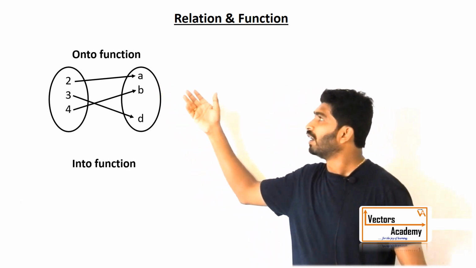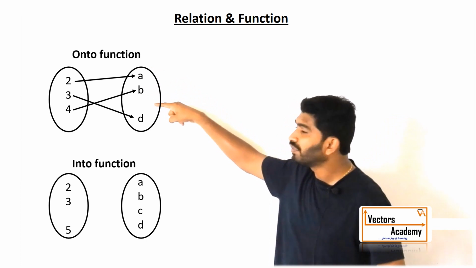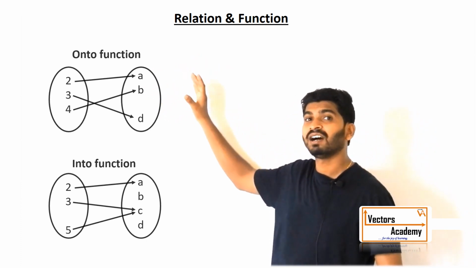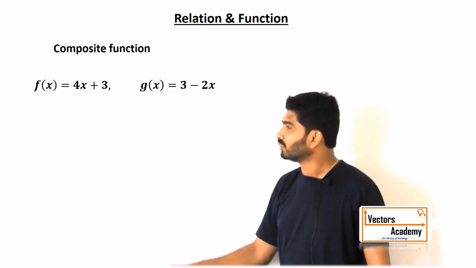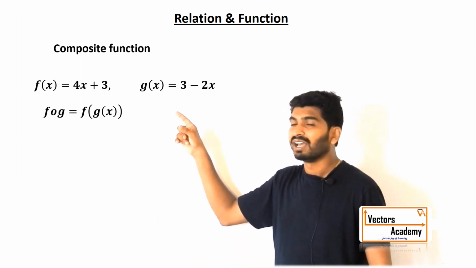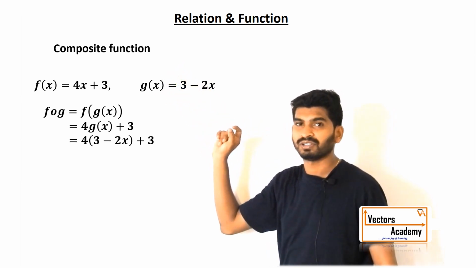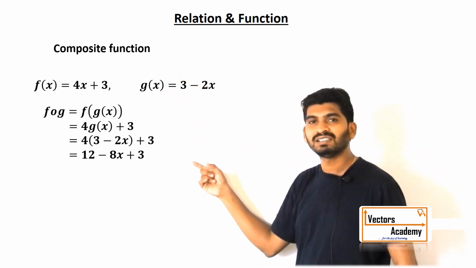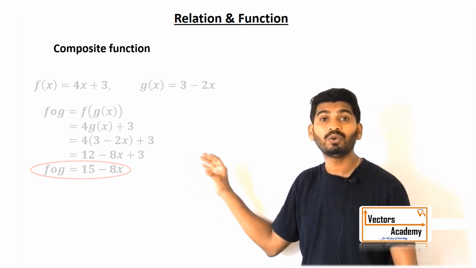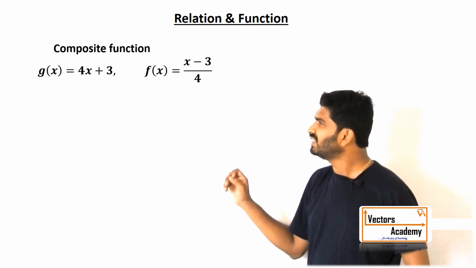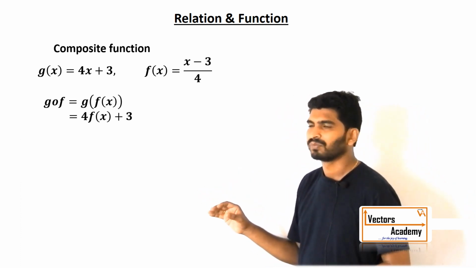What is an onto function? An onto function is a function in which none of the elements in the range are remaining. You can see all the elements in the range are covered. So first of all, it is a function, and as none of the elements are remaining in the range, it is an onto function. Whereas in this example, you can see there are two elements which are remaining. So this is called an into function. These are the four basic types of functions which we will study in this lesson.